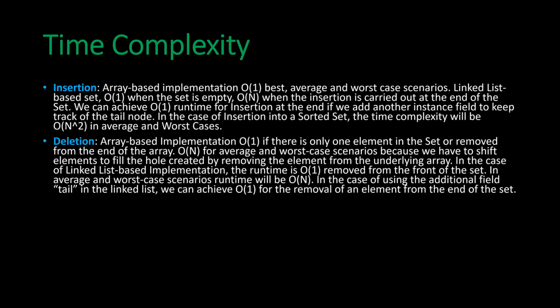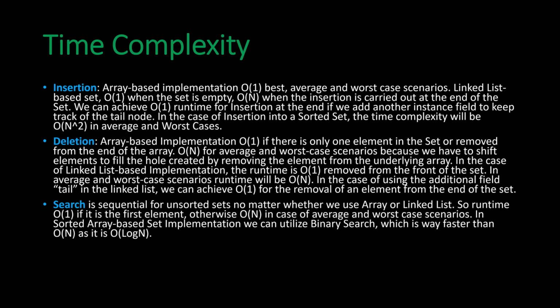In case of using the additional field tail in the linked list, we can achieve O(1) for the removal of an element from the end of the set, because in that case we do not have to iterate or traverse the linked list, that is storing the element behind the scene, and we can directly access the last node and remove it.